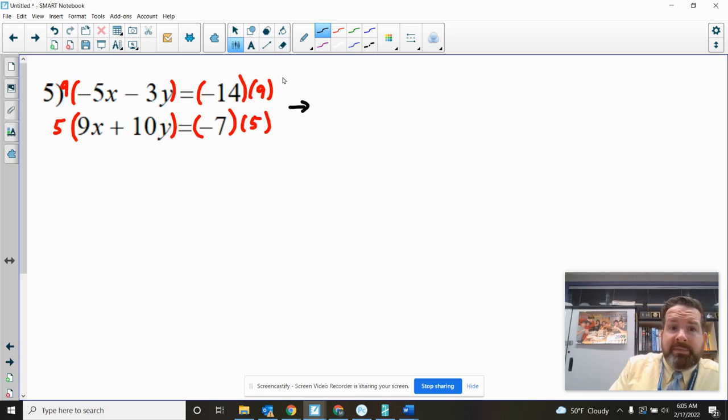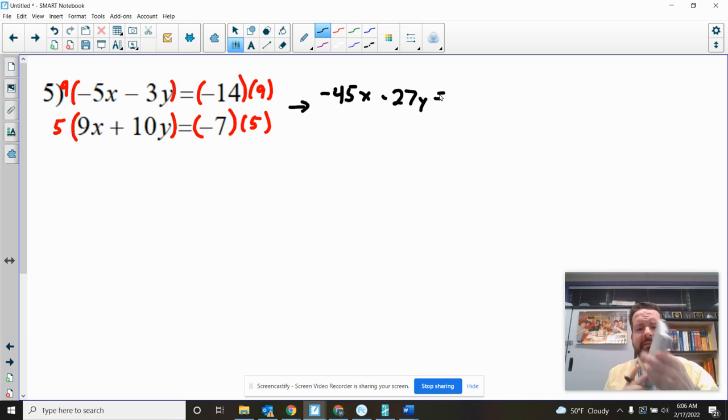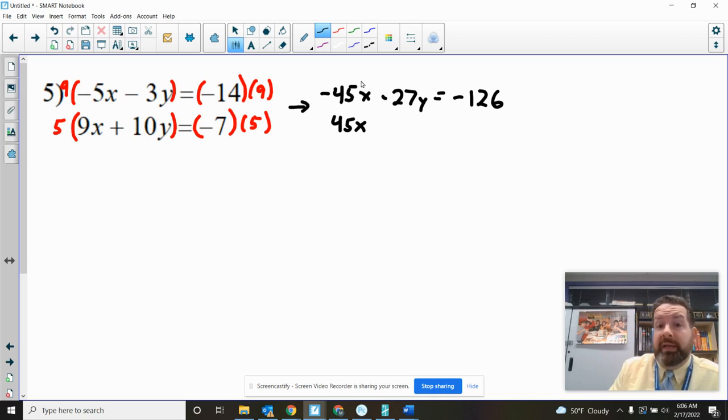Okay, so 9 times negative 5 is negative 45 x's. 9 times negative 3 is minus 27 y's. On the other side, for negative 14 minus 9, I'm just going to double check myself on the calculator, negative 126. On this bottom one, 5 times 9, 45 x's. That's the whole point. Our x's are going to be what eliminates. 5 times 10 would be a positive 50y. And negative 7 times 5, negative 35.